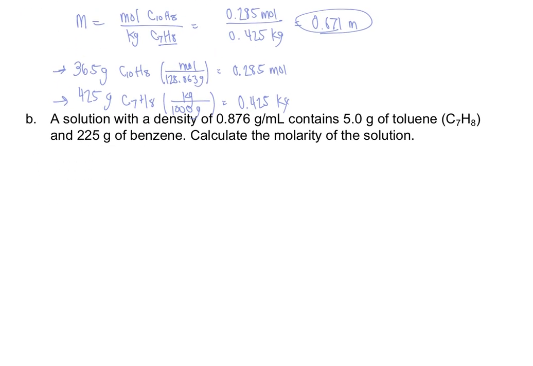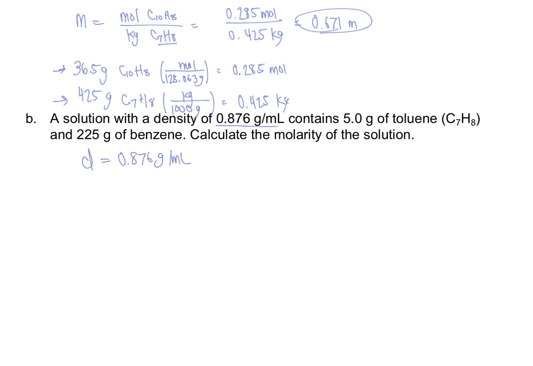All right, a density problem. A solution with a density of 0.876, so the density of the solution is 0.876 grams per milliliter, contains 5 grams of toluene and 225 grams of benzene. So now toluene is actually our solute. Okay, so 5 grams of C7H8, and we have 225 grams of benzene, which is C6H6. Calculate the molarity of the solution.